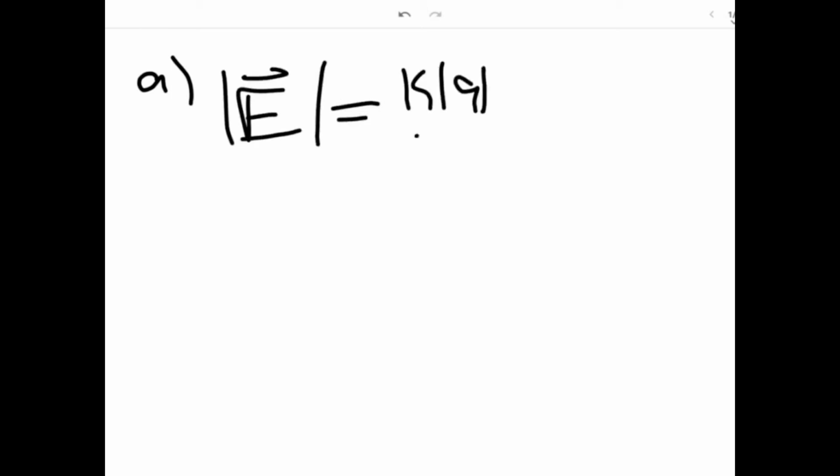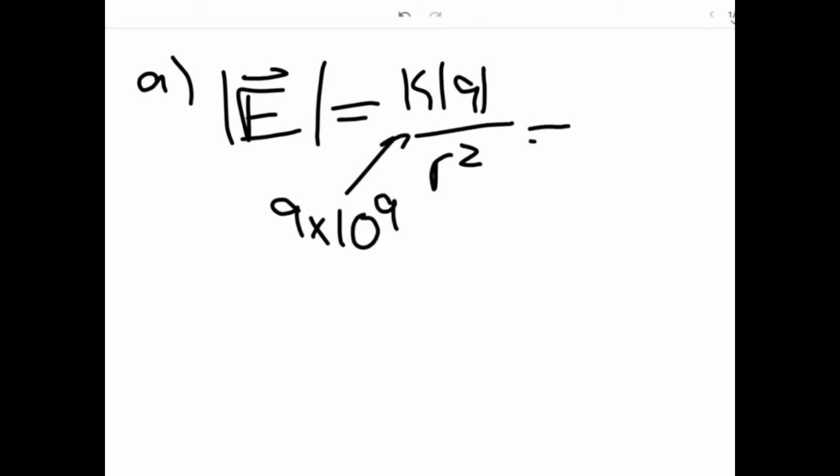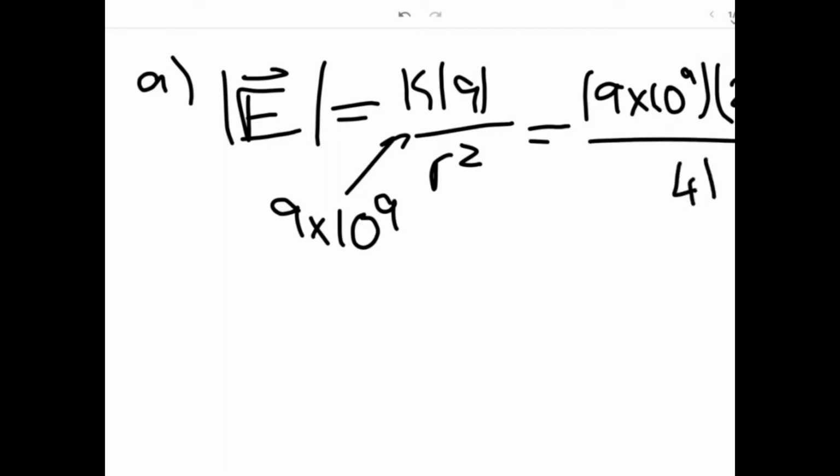So the formula for the magnitude of the electric field is E is equal to K Q over R squared, where K the proportionality constant is 9 times 10 to the power of 9. So that is 9 times 10 to the power of 9 times Q, which is 2 times 10 to the minus 9, over 4 meters squared, and you will get 1.12 Newton per Coulomb.